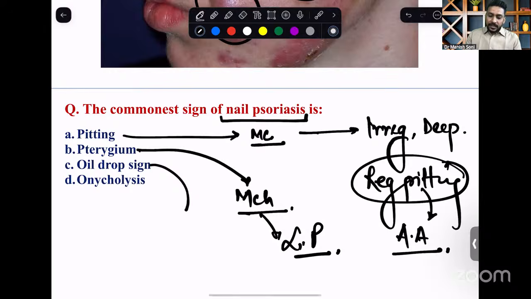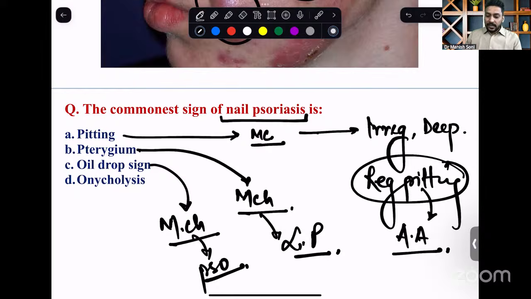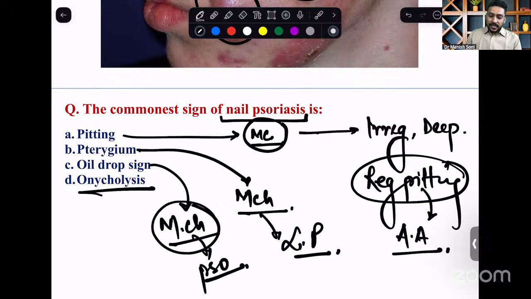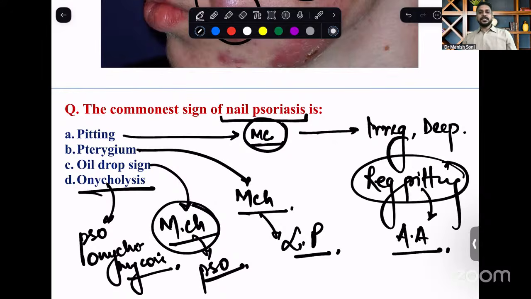Oil drop sign is the most characteristic change seen in psoriasis. So remember that in psoriasis, the most characteristic is oil drop sign, also known as salmon patch, and the most common is pitting. While onycholysis is seen in psoriasis as well as onychomycosis, that is fungal infection of nails. So all these are the nail changes which can be seen in different conditions.